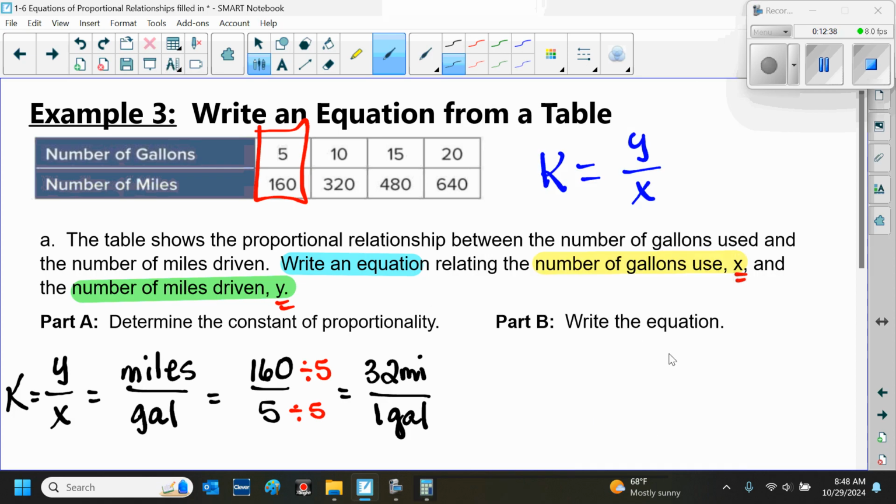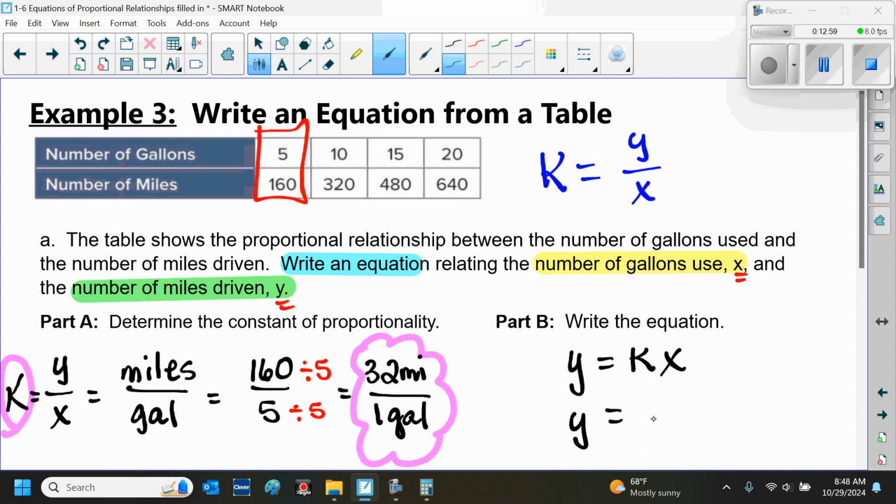So this is our constant of proportionality, our CFP. Now, this is our K. And so that is what's going to go into our equation. And our equation is going to be y is equal to kx. So the equation is y is equal to 32x.